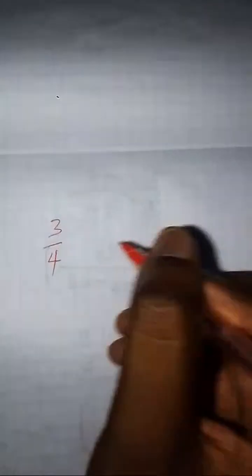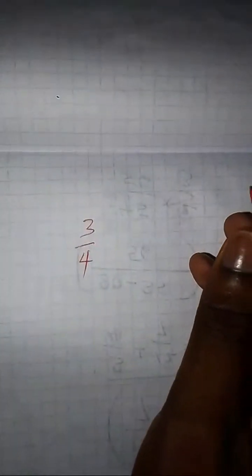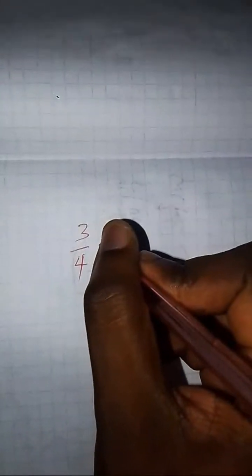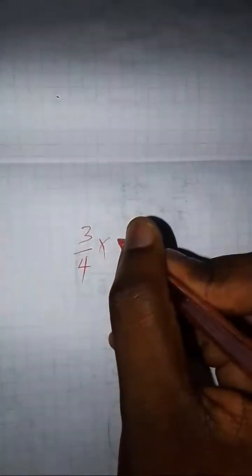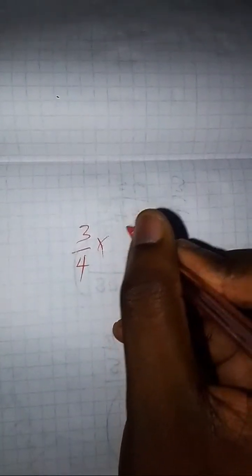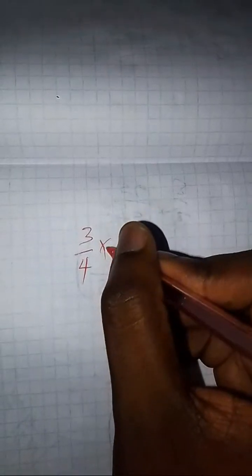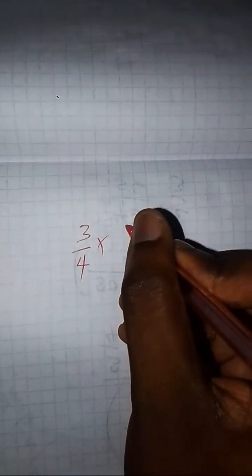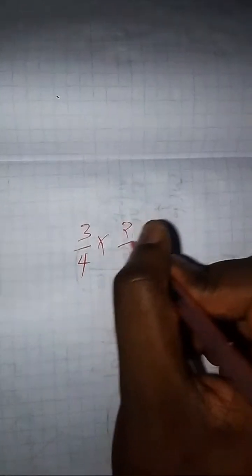Again, we have 3 out of 4 multiplied by 2 over 3. 3 over 4 multiplied by 2 over 3.